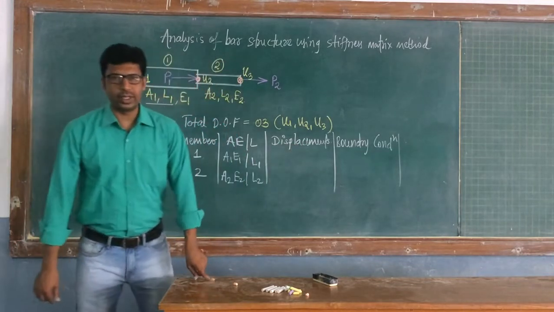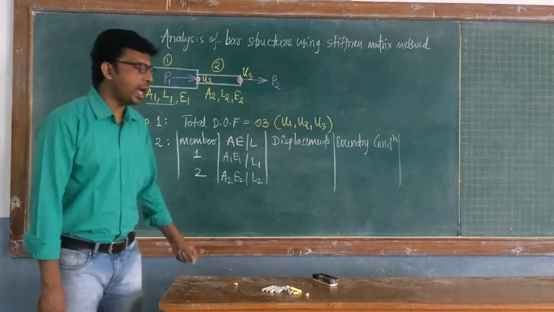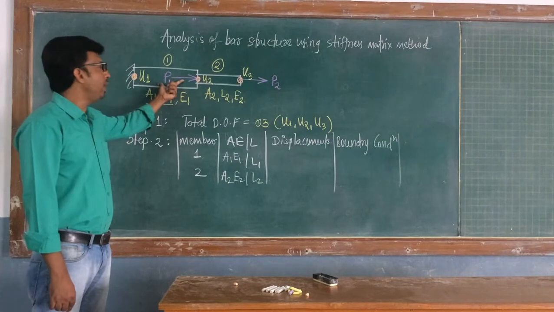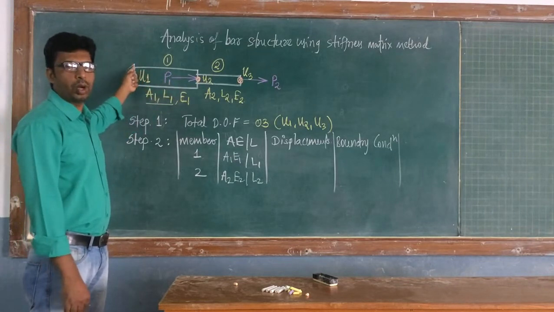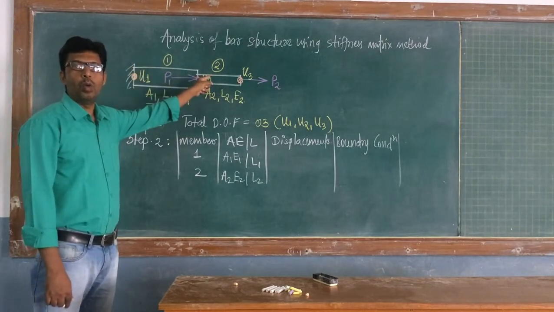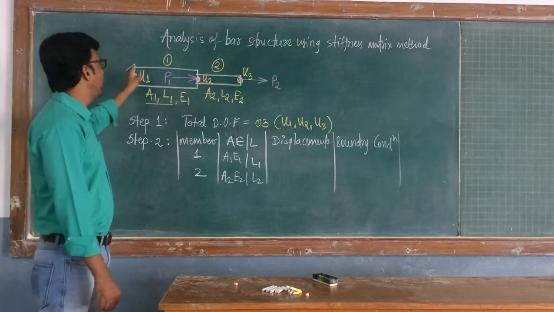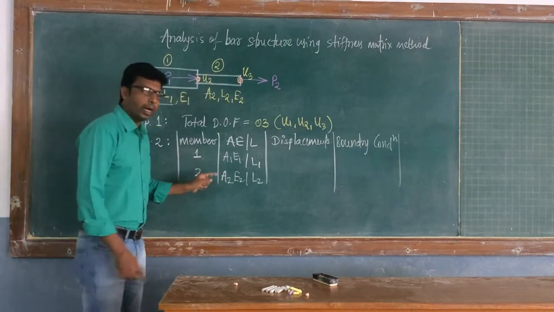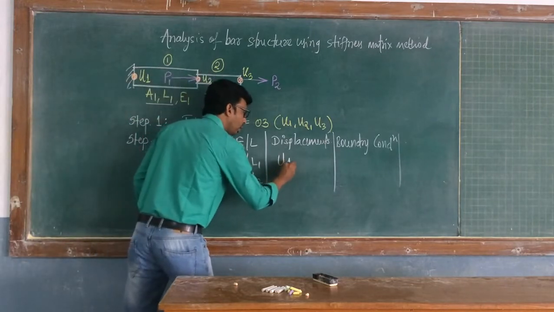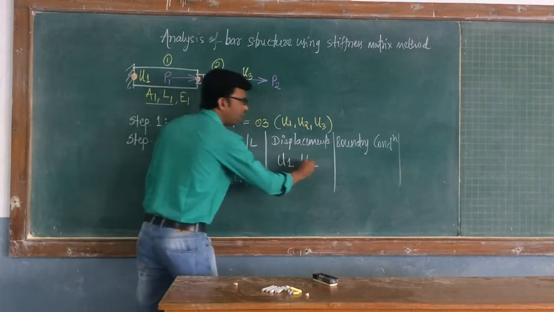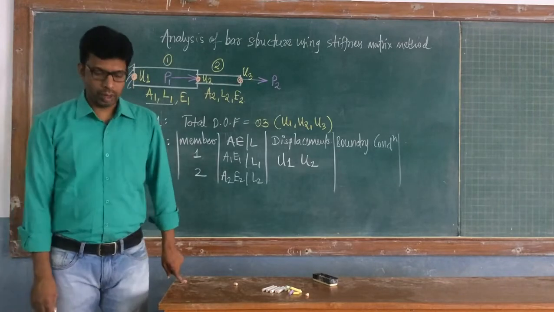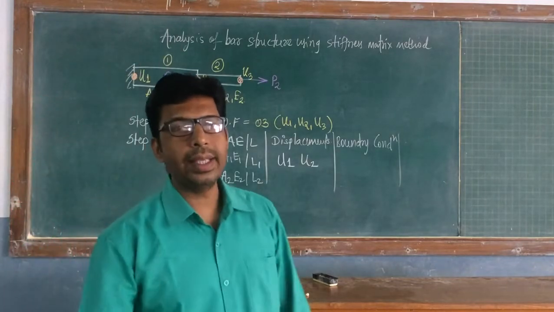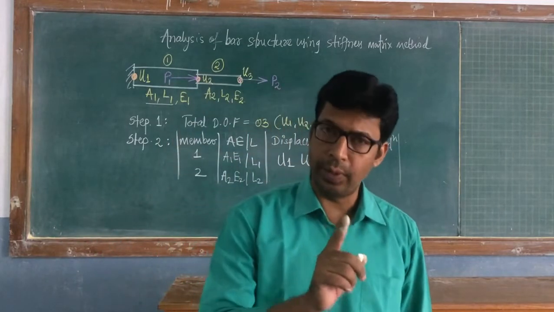Okay. Then in the third column, you have to write down displacements. Displacements means, if you look at member 1, in member 1 there are 2 joints, joint number 1 and joint number 2, which represent the displacements U1 and U2. So displacements in member 1 are U1, U2. One important point, you please make note of that.